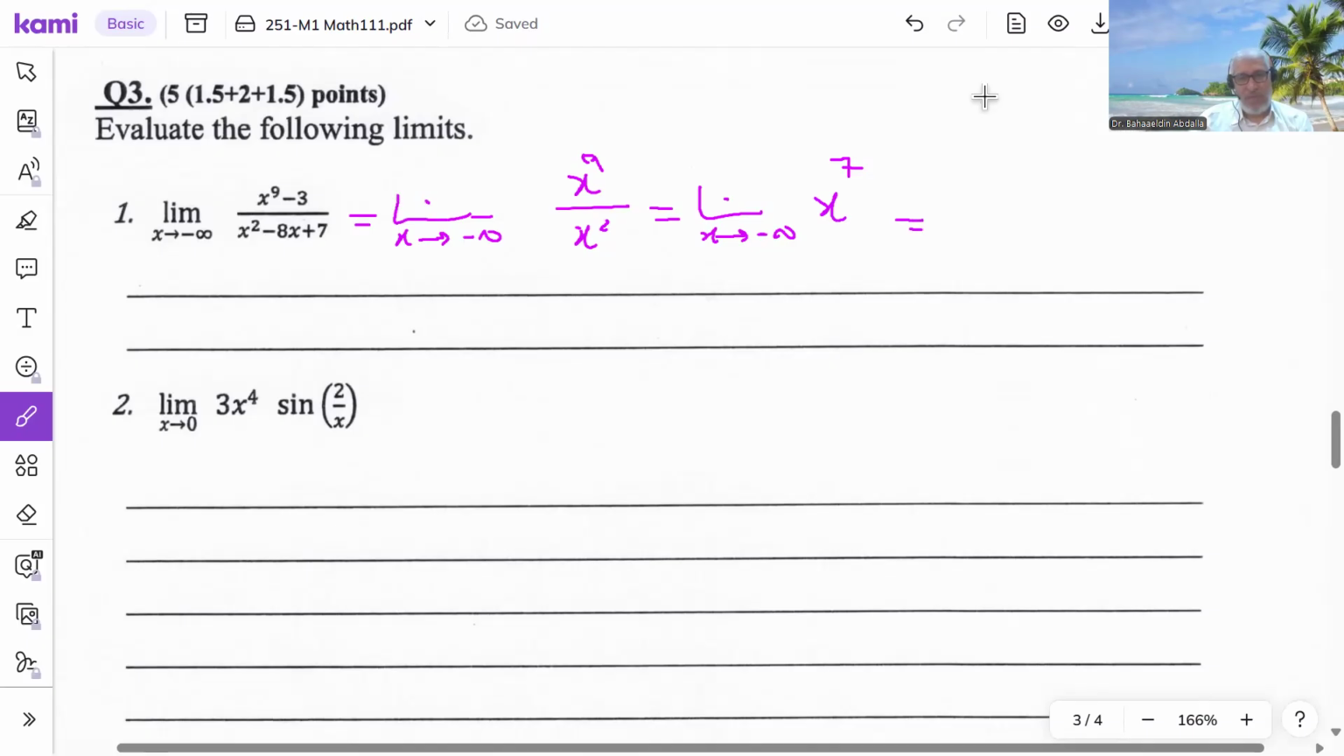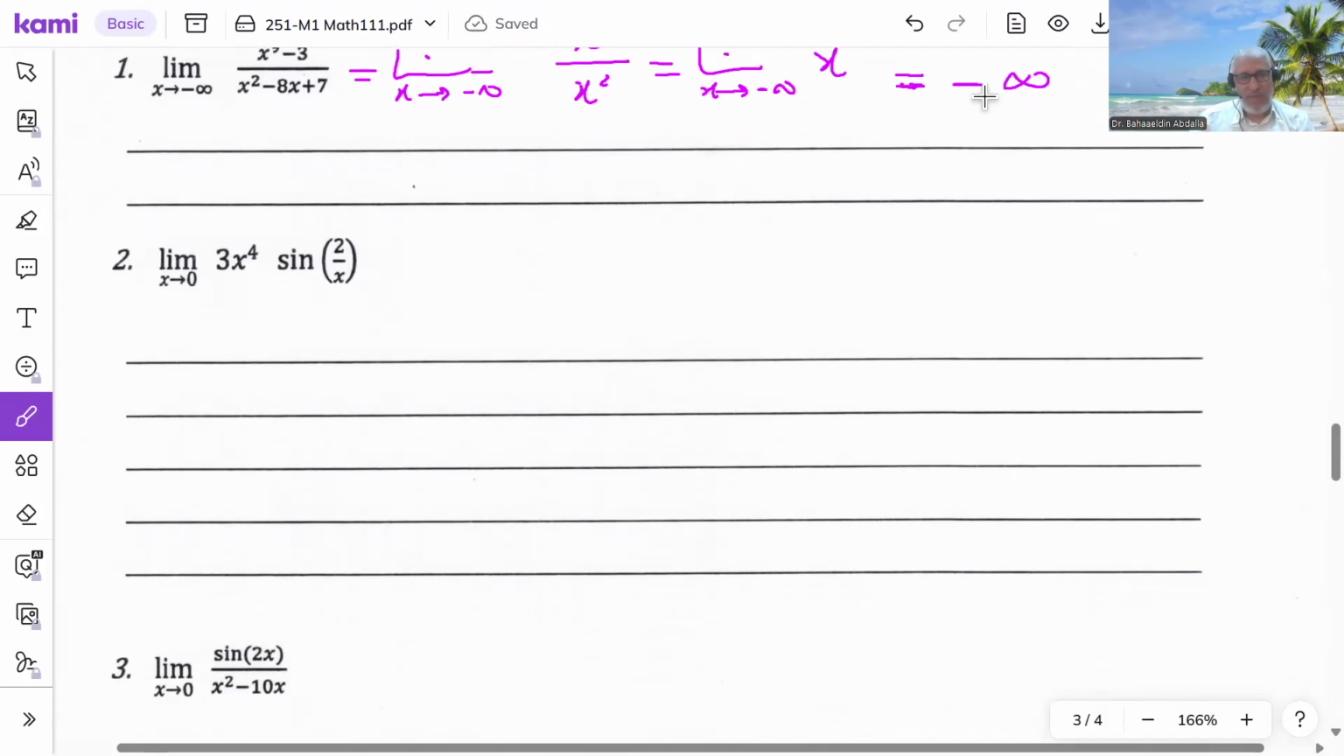And now to find this limit, I replace x by negative infinity. Well, negative infinity to the power 7 would be negative infinity, so the answer is negative infinity.